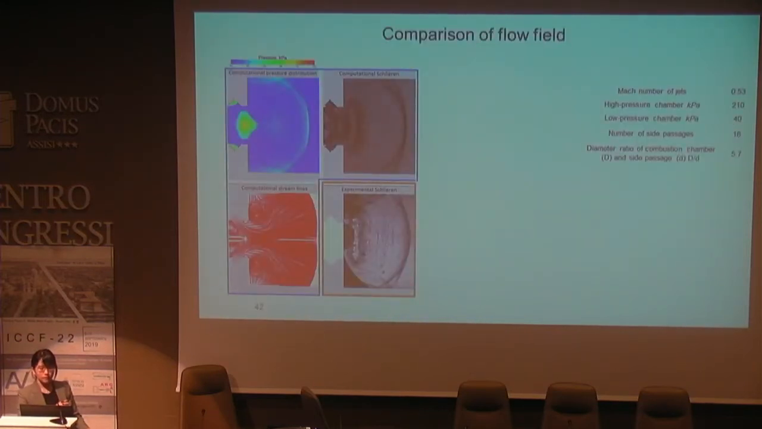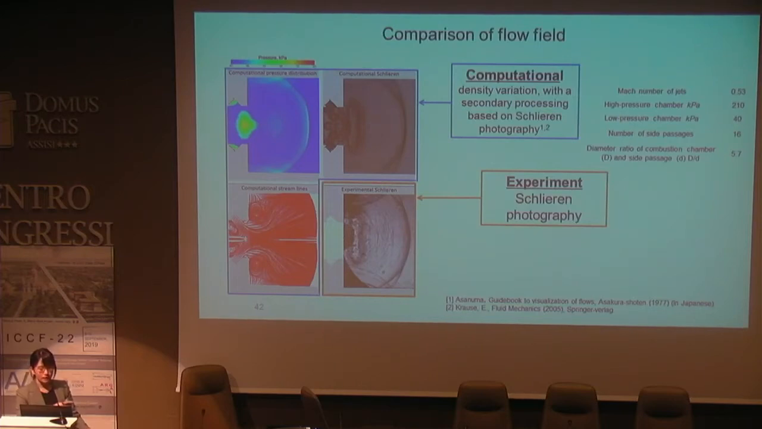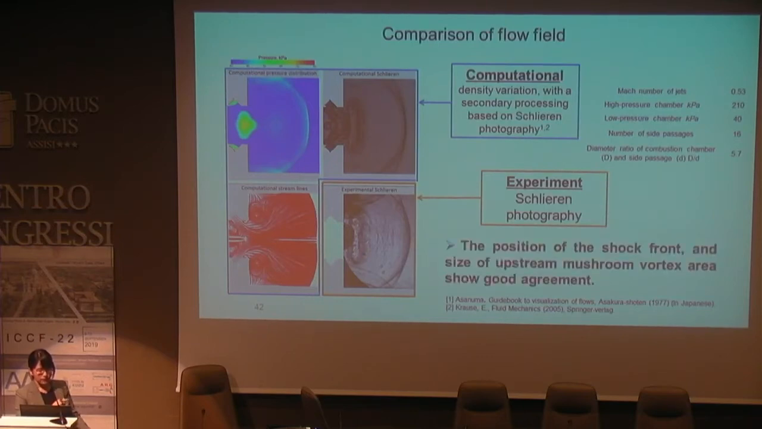So this is comparison of the flow field for computation and experiment. These 3 pictures, surrounded by the blue lines, are computation results. This is pressure distribution, this is streamline, and this one is computational density variation with a secondary processing based on Schlieren photography. This picture surrounded by orange lines is actual Schlieren photography taken by experiment. As you can see, the position of the shock front and also the size of upstream mushroom vortex area show good agreement between computation and experiment.